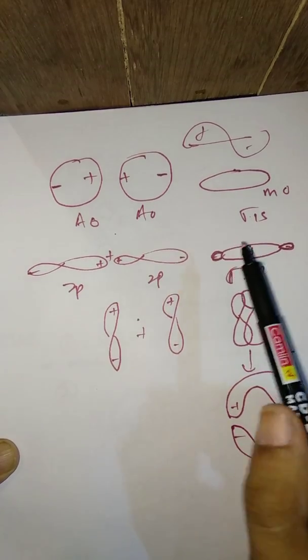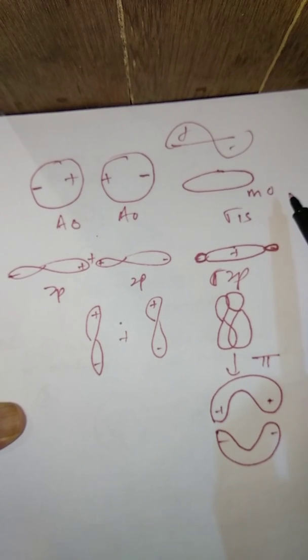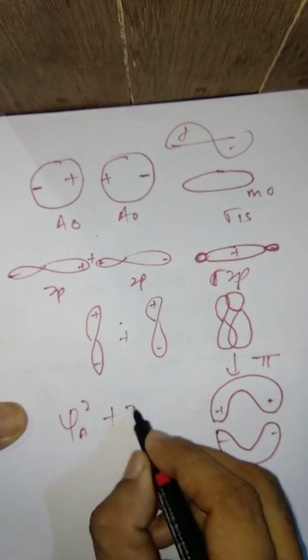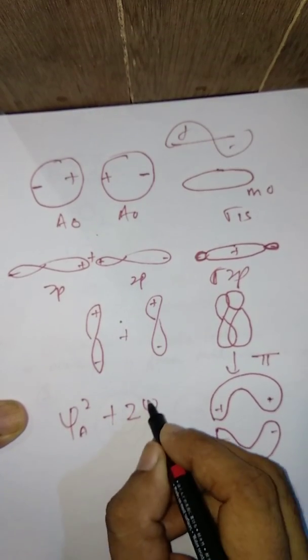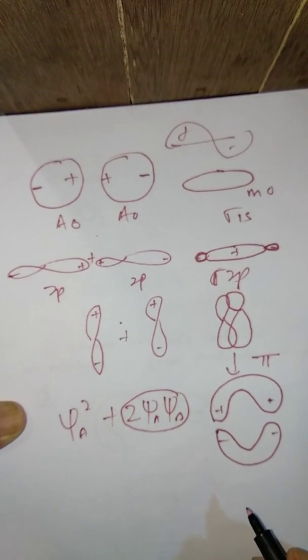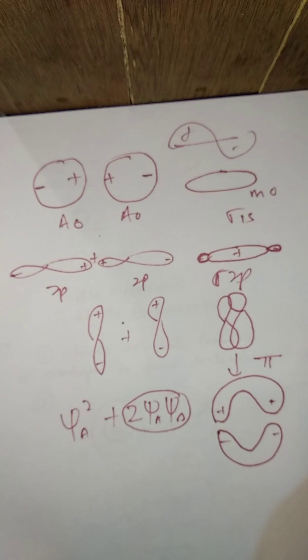So what do we observe? When the orbitals of the same phase combine together to form a molecular orbital, the probability increases, as the square of the psi function increases by 2 psi a psi b. This extra term will increase the amplitude of the psi function, or the probability of finding the electron toward the nucleus, and the more they are toward the nucleus, the more the stability, as the interaction between the electron and proton at the center increases.